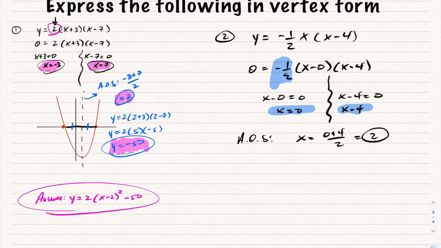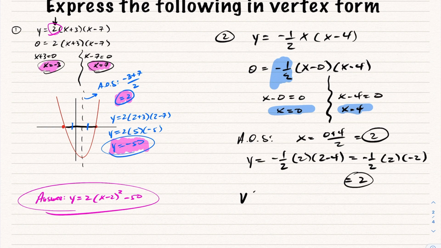I need to find the corresponding y value, so I sub it back into my original quadratic. So in this case here, x is 2. Everywhere I see an x, I change that to a 2. So it becomes minus a half times 2 times negative 2, and this will all simplify to become 2. So therefore, the vertex of this quadratic is 2 and 2.